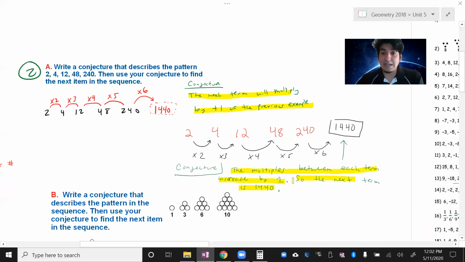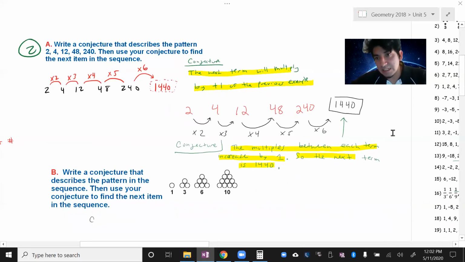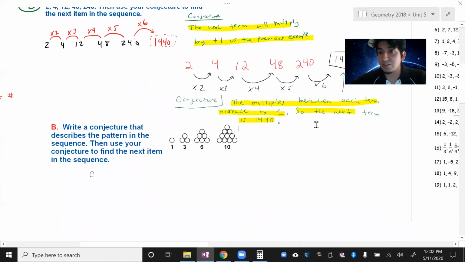So that's one thing, and there are also sentence stems too. So the multiples between each term, or the first difference, or the second difference, and I'll show you those in a little bit.